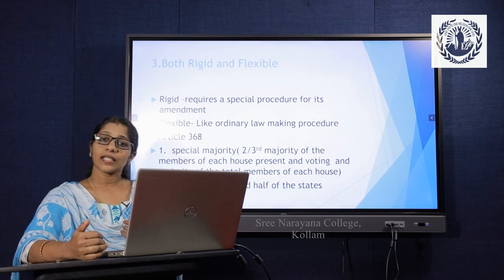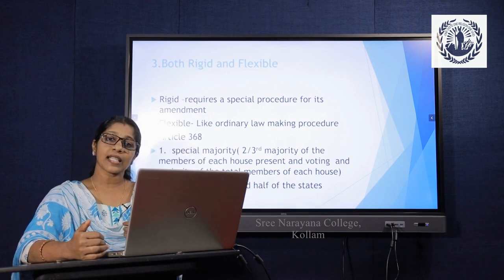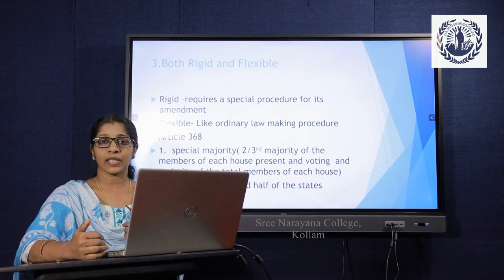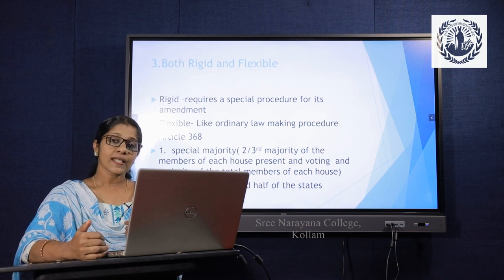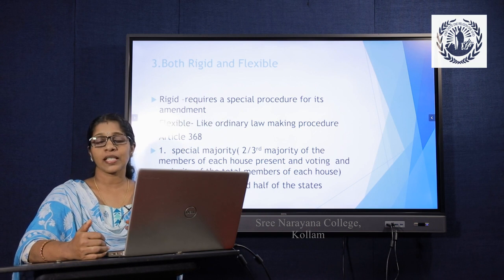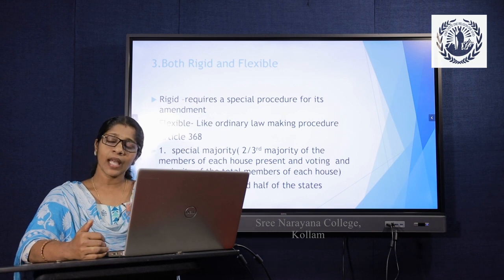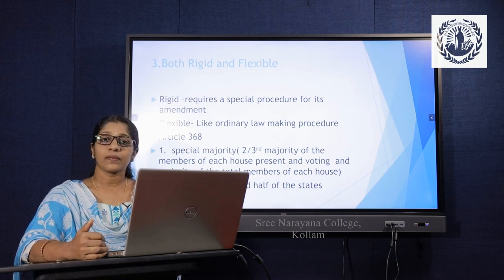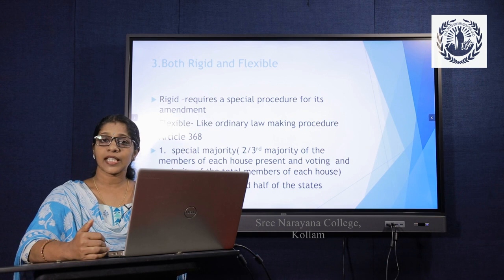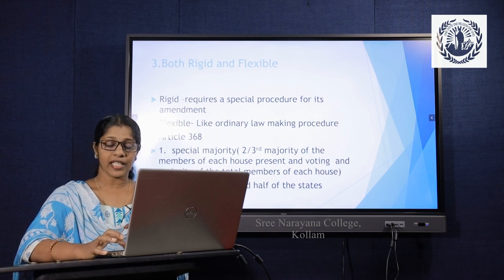In the Indian Constitution, Article 368 explains two methods for the amending procedure. That is, one is some provisions of the Constitution can be amended through a special majority. That is, 2/3 of the majority present and voting in the House, and the total majority of the House. And the next procedure is, together with this special majority, that it requires the ratification of half of the states.